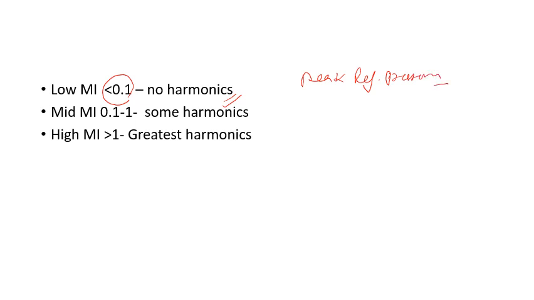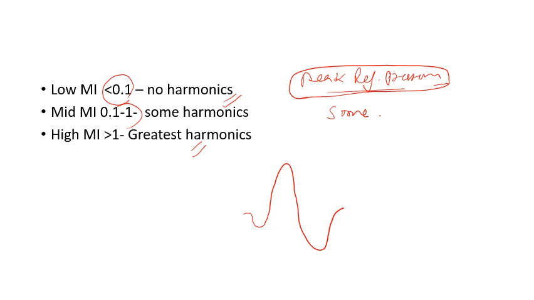When MI is mid, that is between 0.1 to 1, it is nearly at the peak rarefaction pressure. So some harmonics will be generated, meaning the bubbles are compressing and relaxing with the sound waves. When the MI is more than 1, the greatest harmonic is generated because the peak rarefaction pressure is exceeded. The time will come when the bubble will expand so much that it will burst.